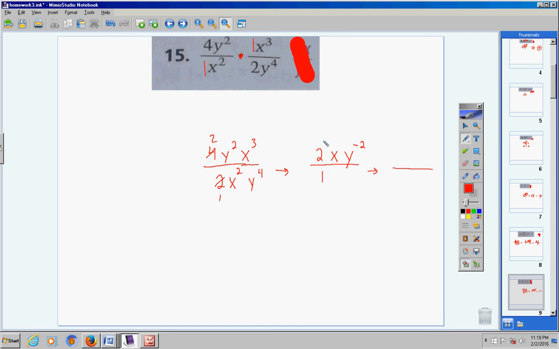Don't move the 2, it has a positive 1. Don't move the x, it has a positive 1. Don't move the 1, it has a positive 1. All of their exponents are positive, even though you couldn't see them. But this y has a negative 2, so pick this up, bring it to the denominator. So up top I'm left with 2x. In the bottom I'm left with 1y. The negative 2 became positive. And if you don't want the 1, you do not have to put it. And there's your answer.